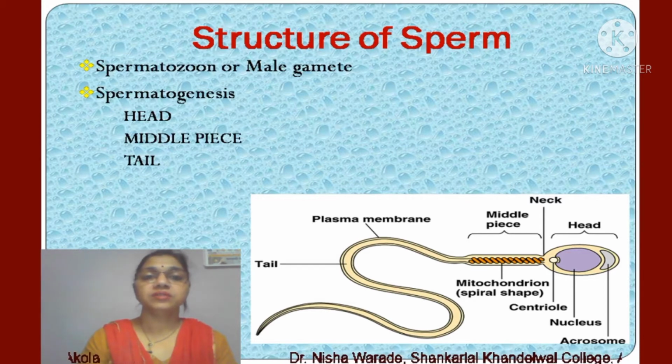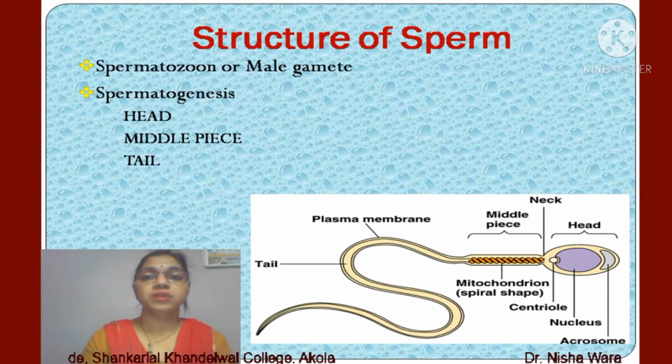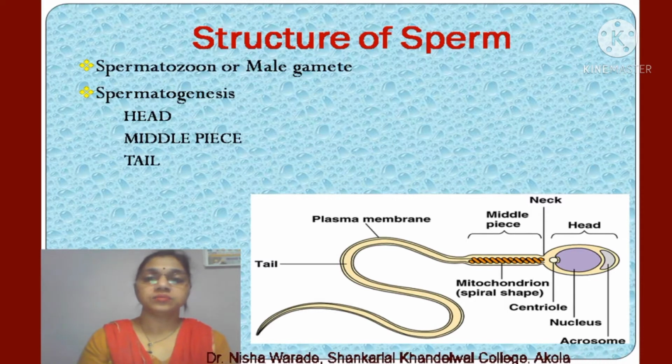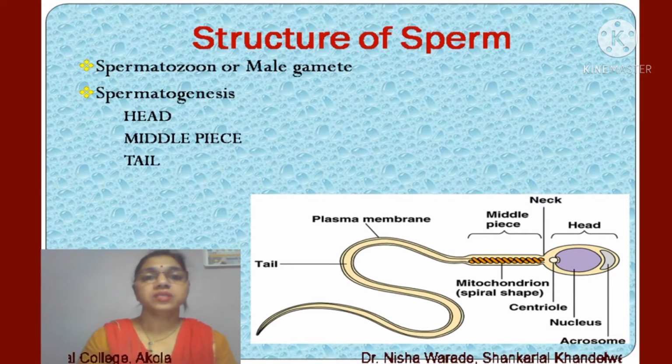The middle piece has a central filamentous core with many mitochondria spirally coiled around the axial filament. It serves as a powerhouse for sperm and produces energy in the form of ATP for sperm motility needed for fertilization. The tail is a long, slender, and tapering structure formed of cytoplasm and covered by plasma membrane. It is also called the flagellum and is capable of wave-like motion that propels sperm for swimming and aids in the penetration of the egg. The sperm, along with seminal plasma, constitutes the semen.